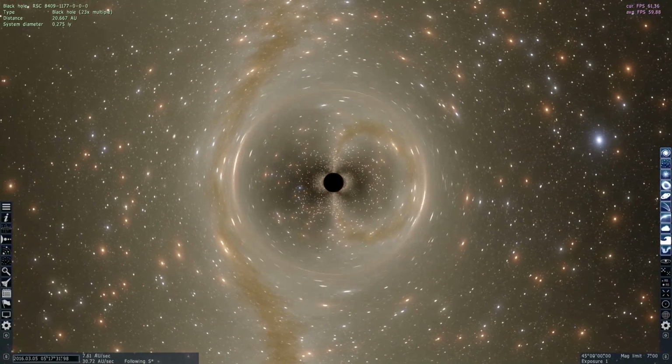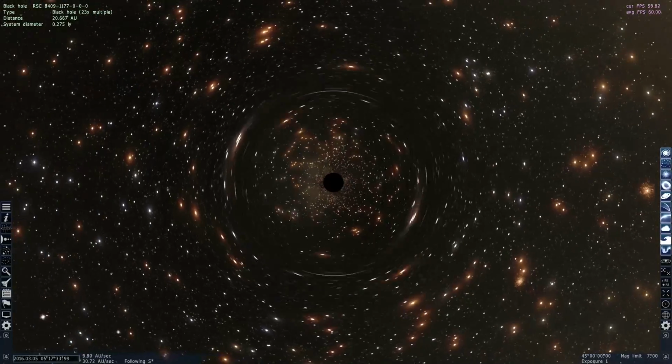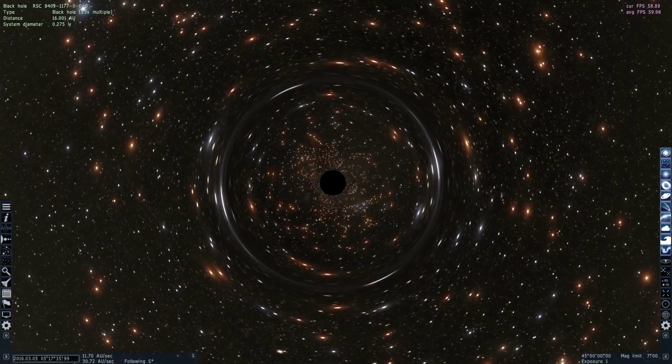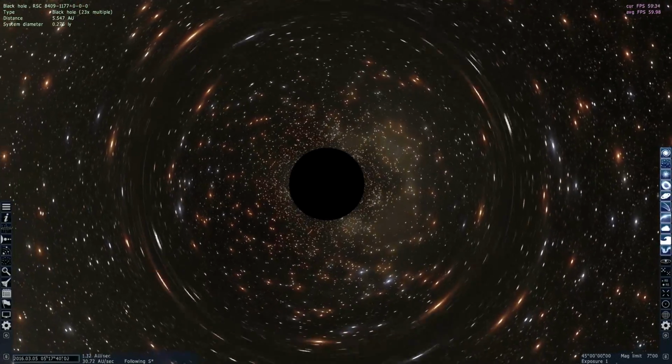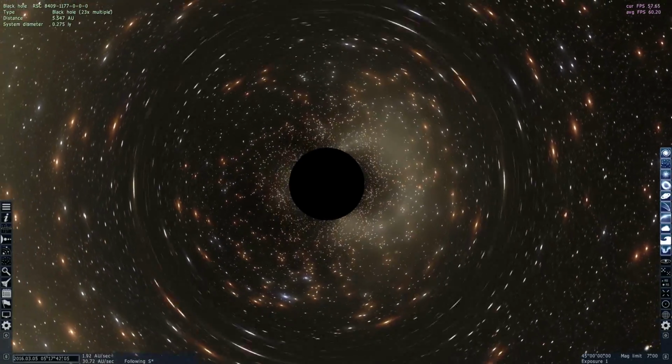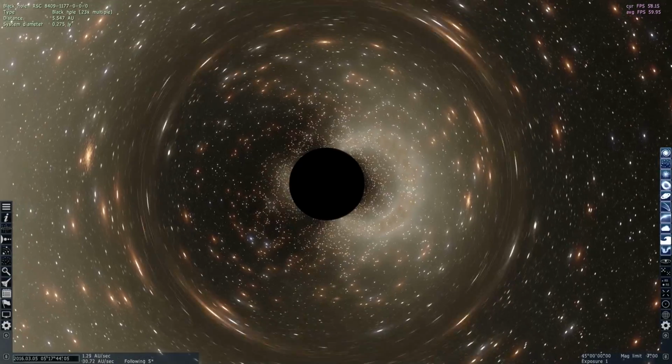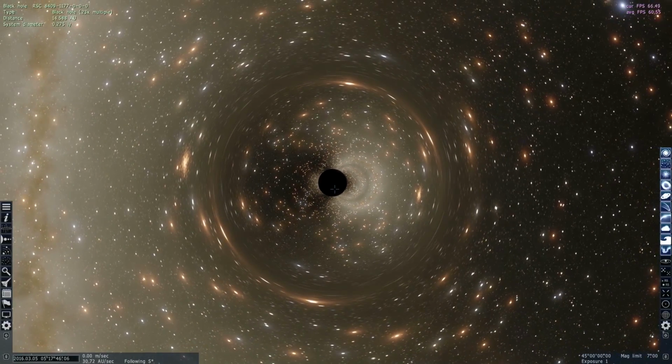So you can technically orbit around black holes just like you would around a normal star, but there is a point around black holes after which the orbit becomes very difficult to achieve, especially if it's a very massive black hole. But we'll talk more about this later.